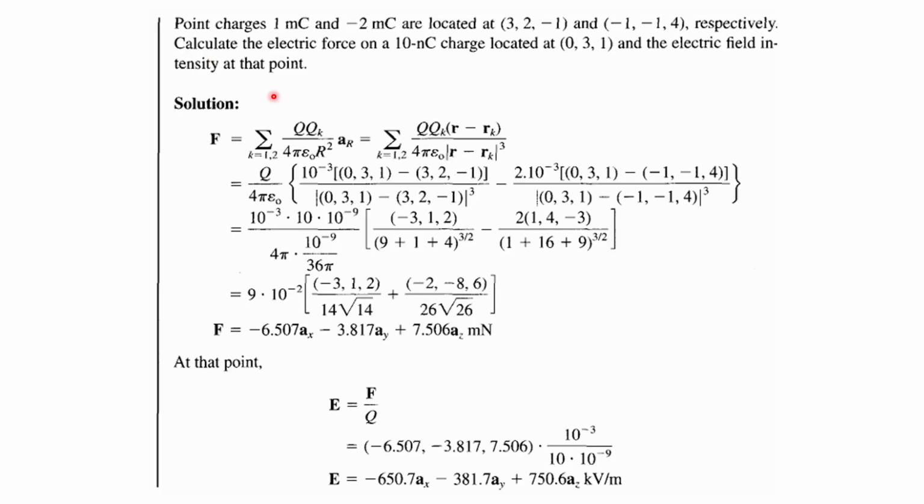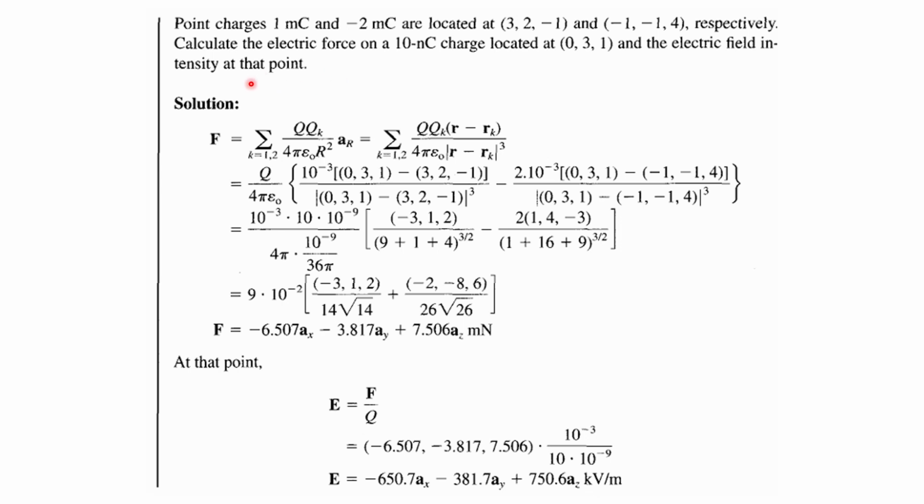So what is this question? The question is that point charges of 1 millicoulomb and minus 2 millicoulombs are located at this point and this point respectively. So 2 point charges are located at 2 different points. Now calculate the electric force on a 10 nanocoulomb charge which is placed at this point, and the electric field intensity at the point, right? So first we will find the force and then the intensity.